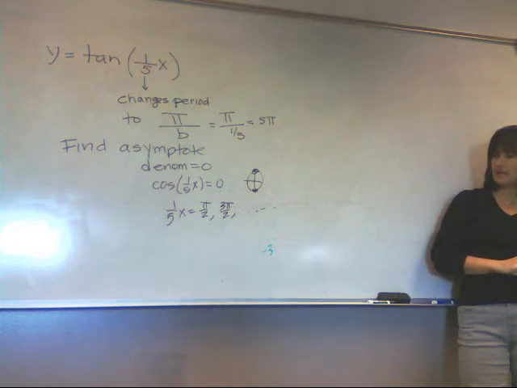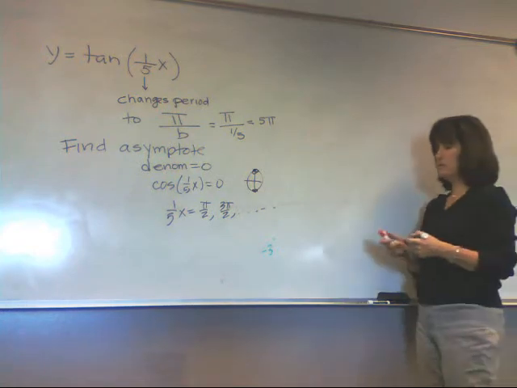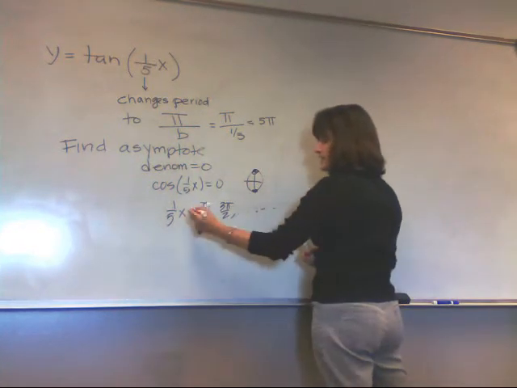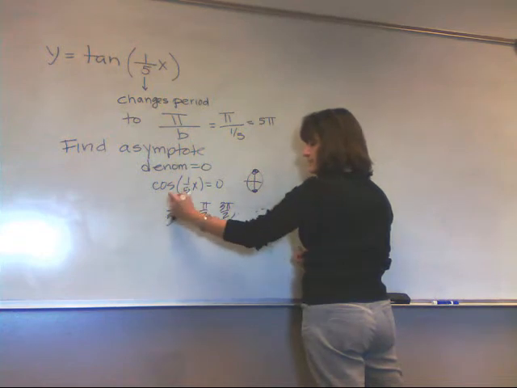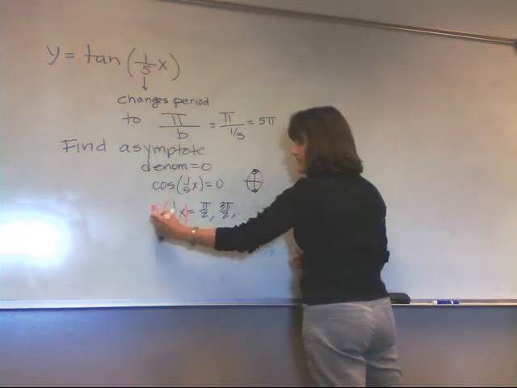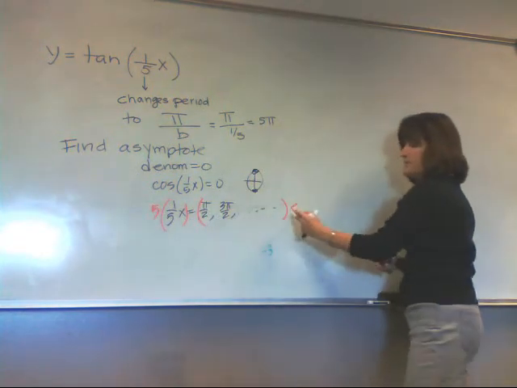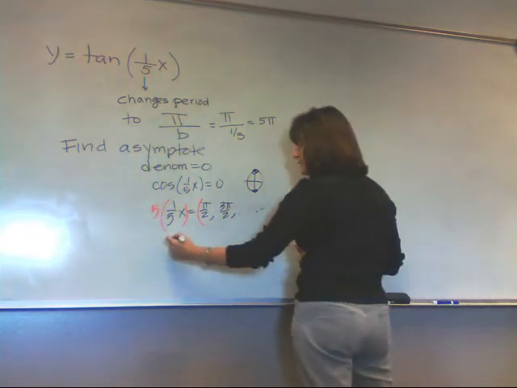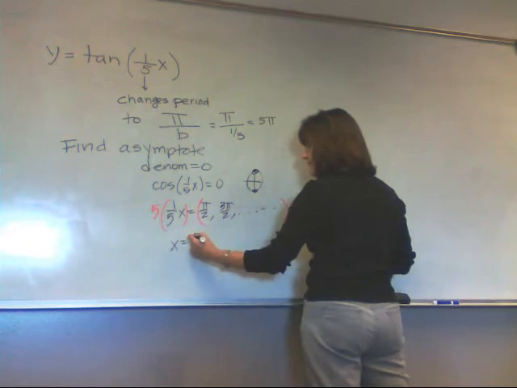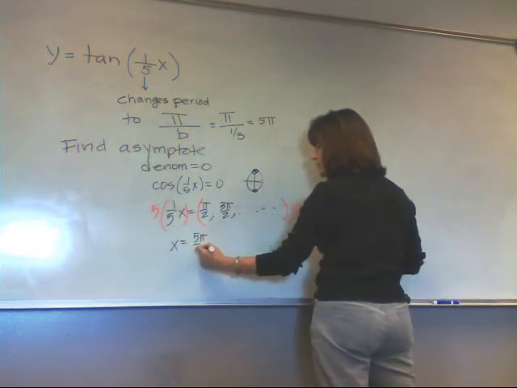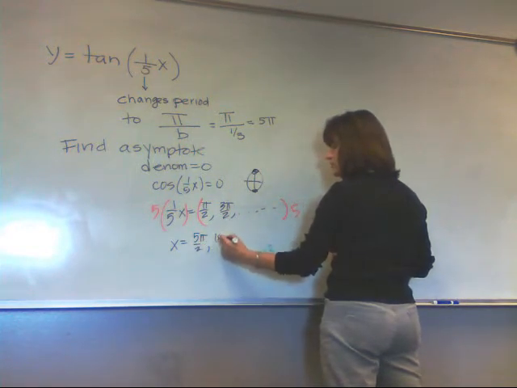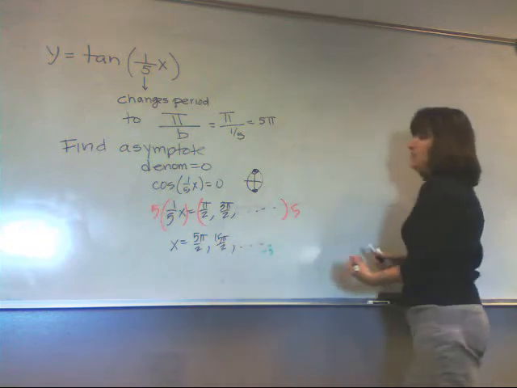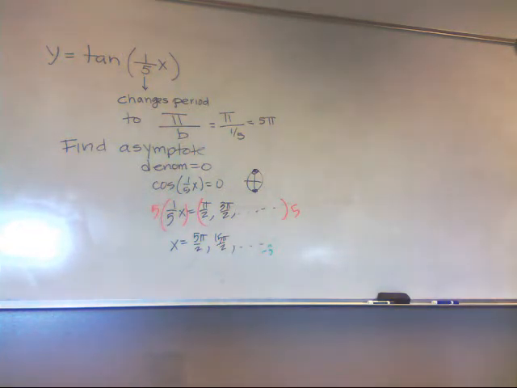But that's not x, that's the argument, which is 1/5 x. How do I get x from there? Multiply by 5. So x would have to be 5 pi over 2 and 15 pi over 2 and so on. Again, I'm claiming you really only need one.